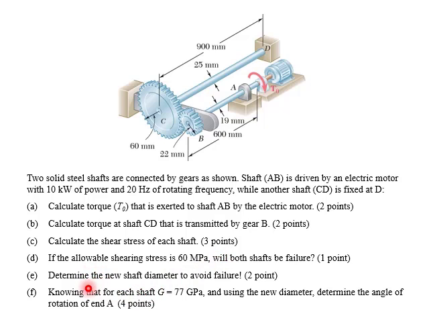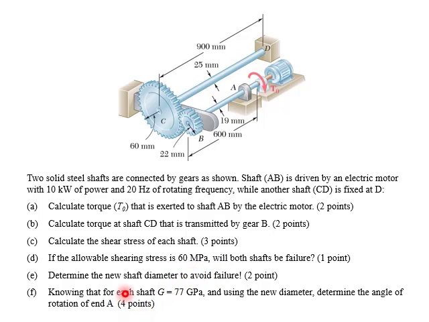Okay, then continue to question E. You are asked to determine the new shaft diameter to avoid failure. So in this case, if you find both shafts are failure or only one shaft is failure, then you will need to redesign the diameter. So question E is asking you about that.